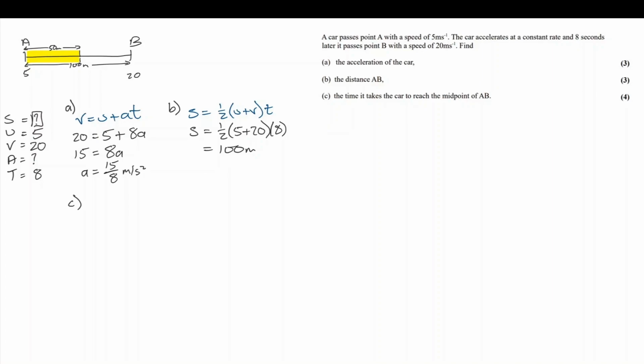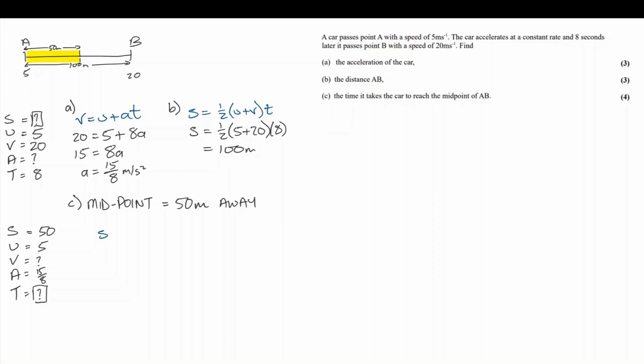Okay, let's set that up. We're collecting some new SUVAT variables. This time, the displacement is going to be 50. The initial velocity is 5. We don't know the final velocity. It's not the 20 that we had before. Be very careful here. The acceleration is 15 over 8. Yes, we found that. And the time, once again, we do not know. It is not the 8 seconds from before.